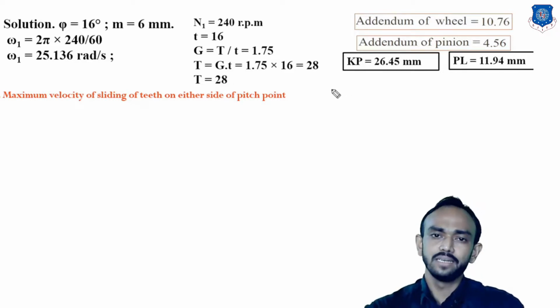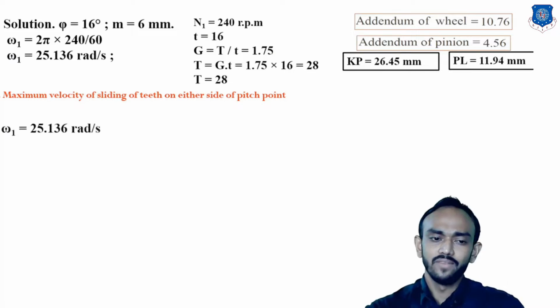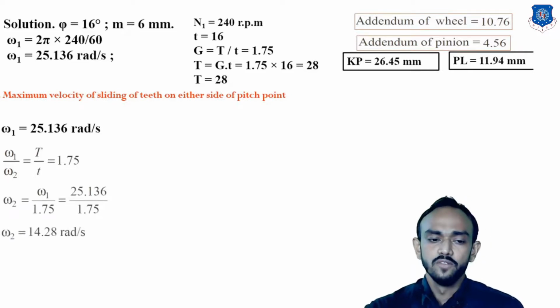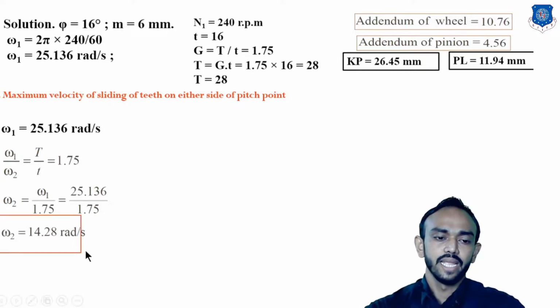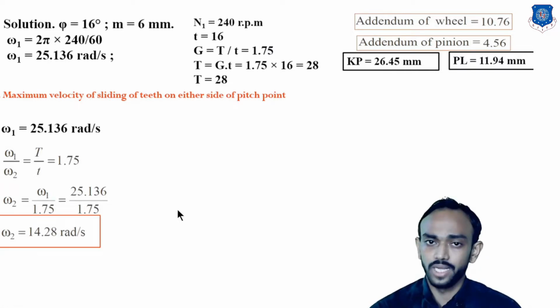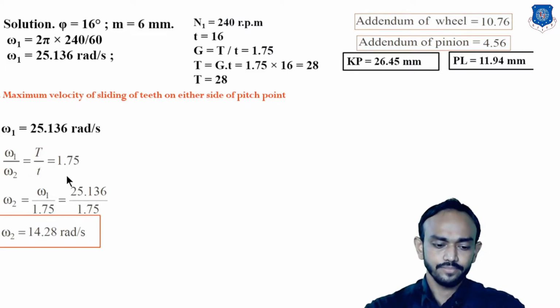First of all, we have to find omega 1 and omega 2 both. Omega 1 is given here as 25.136. But using the gear ratio, we will find omega 2. Omega 1 upon omega 2, which is the gear ratio, capital T by small t, is 1.75. So you can find omega 2, which is 14.28, using the gear ratio, because the gear ratio is the ratio of the teeth and also of speed, inversely, as you know.